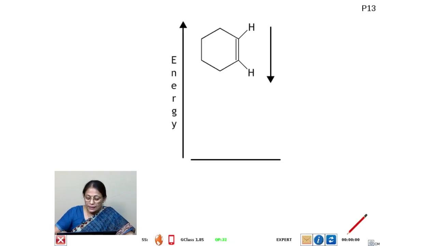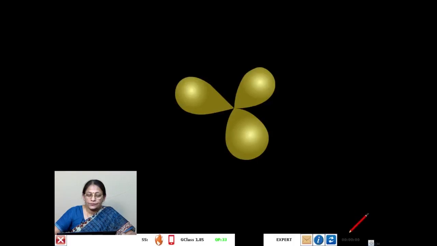Let us do that. Carbon in benzene is sp2 hybridized. All of you have studied this in your previous classes. Carbon undergoes sp, sp2 and sp3 hybridization. When it undergoes sp2 hybridization, one s orbital and 2 out of 3 p orbitals combine to form 3 new orbitals, and they look something like this. So, the shape of sp2 orbitals is like this.